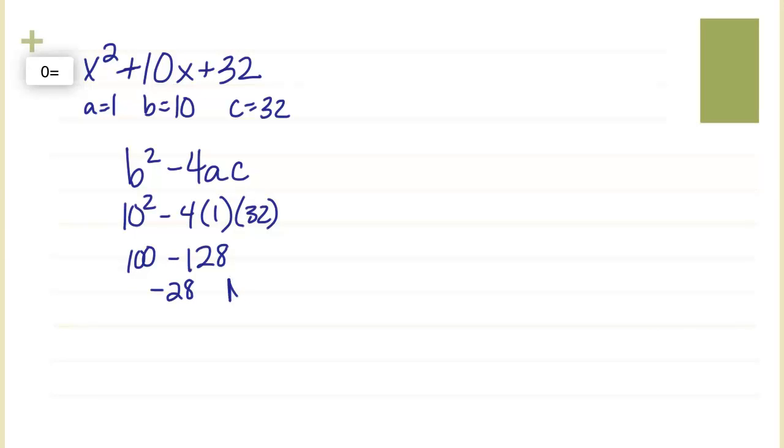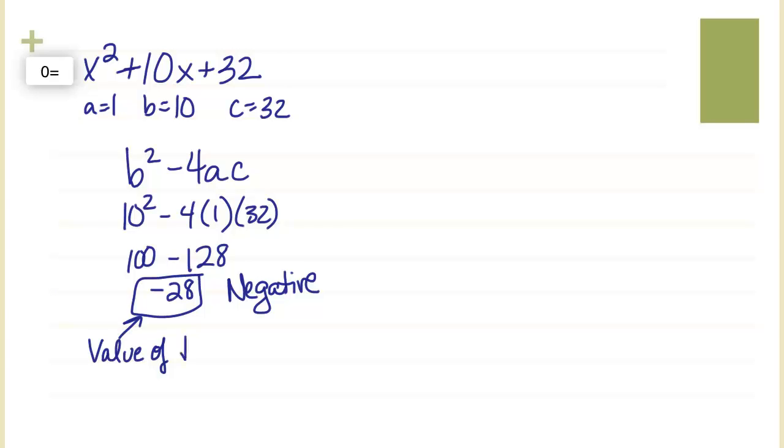Well, since I get a negative number, that's all I really care about. If it asks me to evaluate or give the value of the discriminant, it's negative 28. Usually we don't care about the exact value. Sometimes they'll ask you, but that's usually just when you're learning how to do it. That's kind of a baby step.